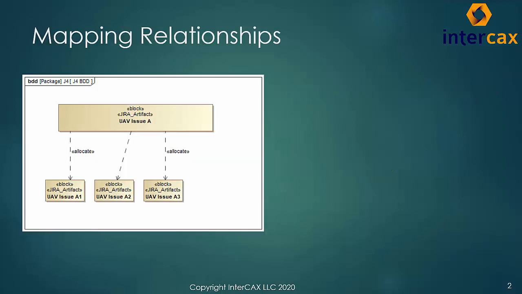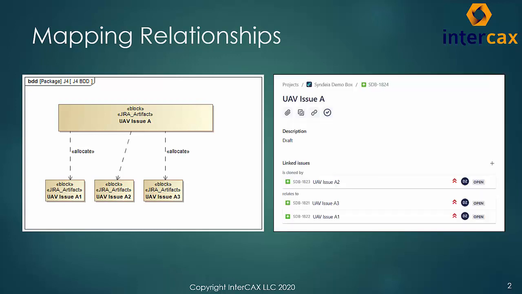Take as our example this SysML model of a block UAV Issue A, which is connected to two other blocks by an allocate relation and a third block by a dependency. Our objective is to transform all four blocks and the relationship between them into JIRA in one action. However, JIRA does not have elements typed by block, allocate, or dependency, so we will need to create a custom mapping to JIRA artifact and relation types that meet our needs.